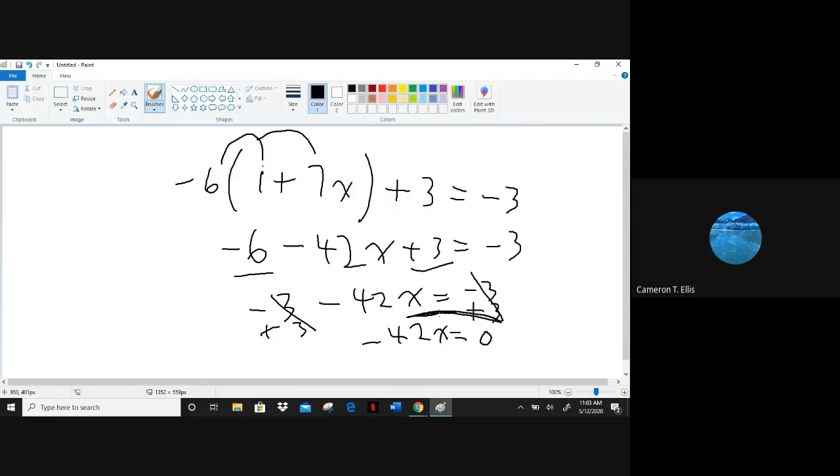Now, what does that mean? What can we get the answer from this? So, negative 42 times x equals 0. There's only one number that x can be where that's true. Think about it. And then we just got the 522 problem.